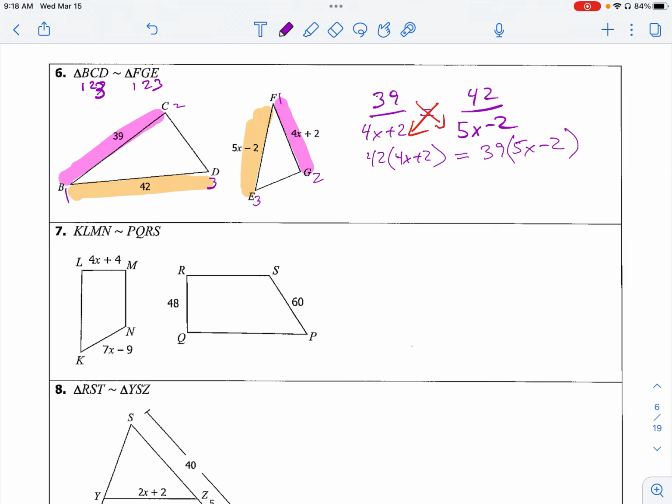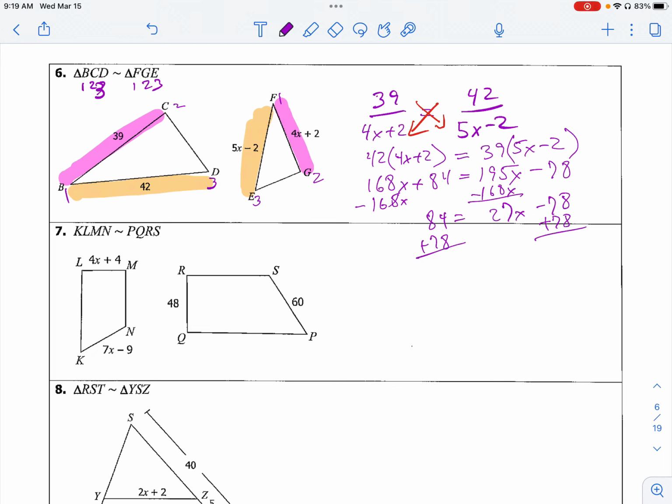So 4 times 42 is 168x plus 84. And then 39 times 5 is 195x minus 78. So what are we going to do? We're just going to get our x on the same side. Oops, it's 27. And then we're going to get the x by itself.